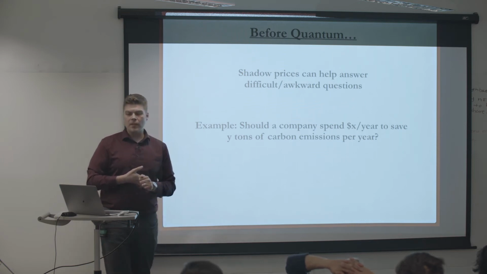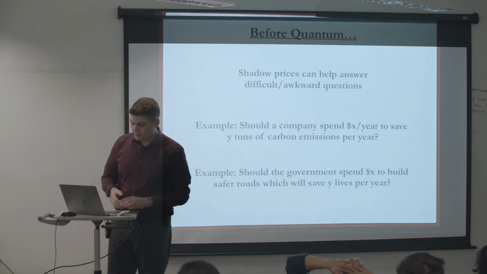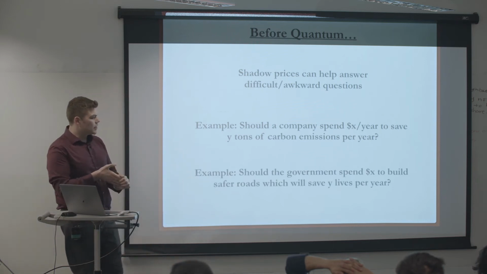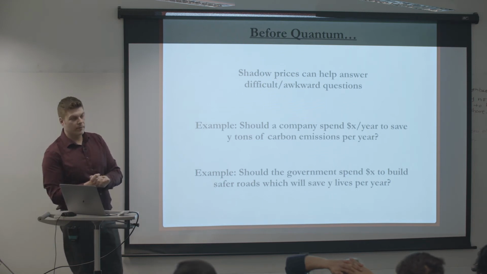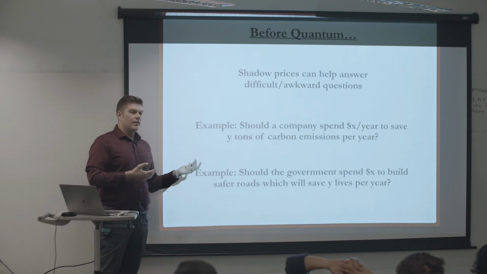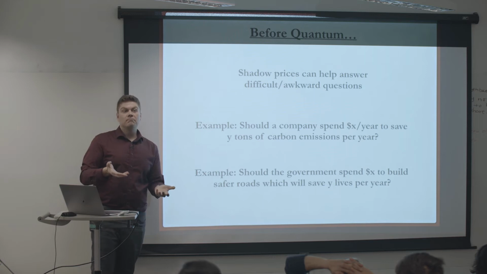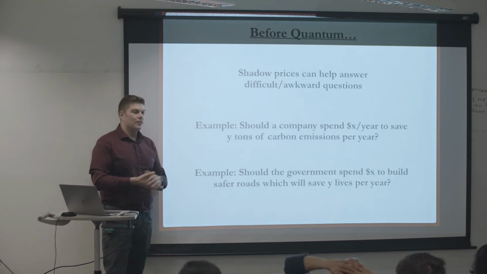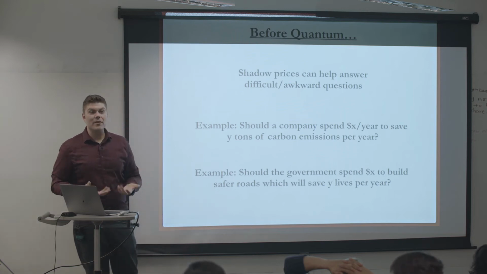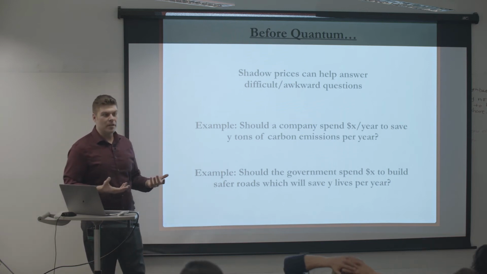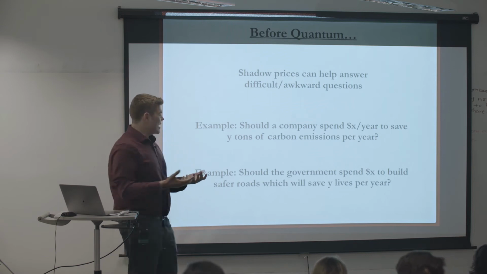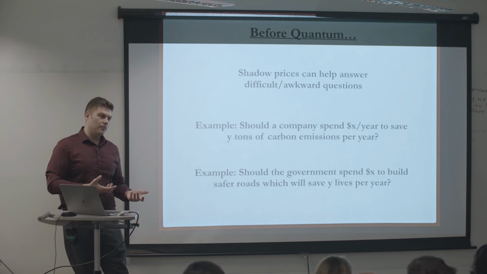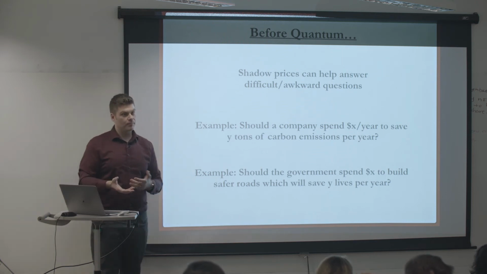Here's an even more awkward question. Should the government spend X dollars to build safer roads which will save Y lives per year? Now, what's the value of a human life? It's infinity dollars, right? But no government has an infinite amount of money to spend, right? So we live in a world with limited resources, and you have to make the best decisions on how to spend those resources. So that's where shadow pricing can come in handy.